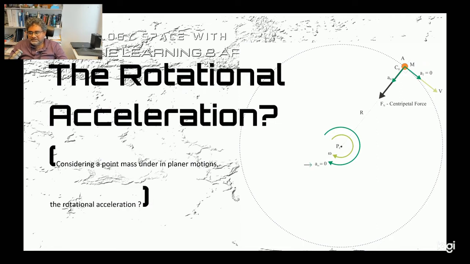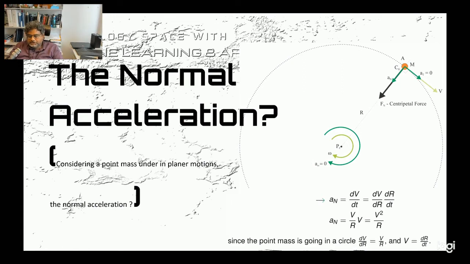There's another important concept. Since this tangential acceleration component, which is denoted by AT, is equal to 0, due to the same reason the rotational acceleration component, which is denoted by A omega, is also equal to 0. So let's try to derive some additional kinematic equations for this planar motion of the point mass, and this is a special case where the point mass is going through a circle.